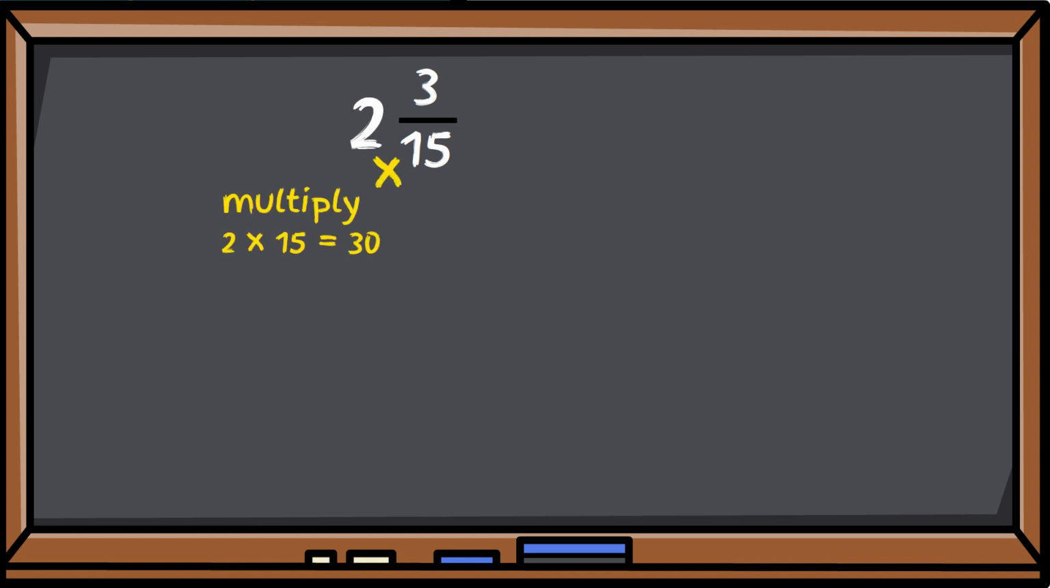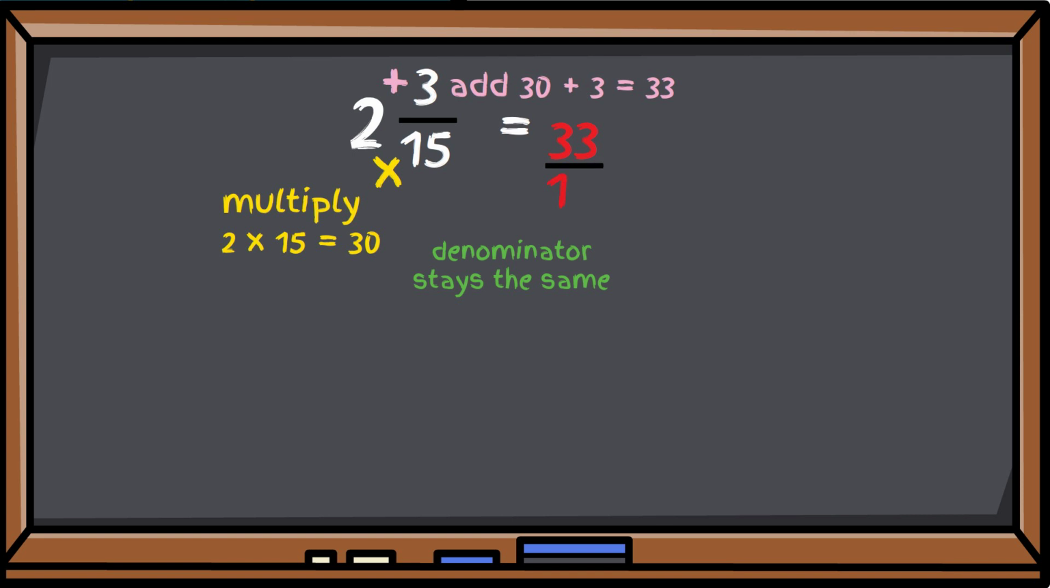Let's try these examples. I want you to pause the video to try these on your own. Number 1, 2 3/15. So try that on your own. So here's how to do it. First, multiply 15 times 2, which is 30, and add 3. So you're adding the numerator, and I get 33. Leave the denominator the same. So the answer is 33/15. That's an improper fraction.